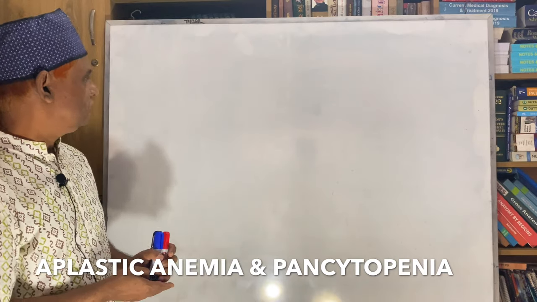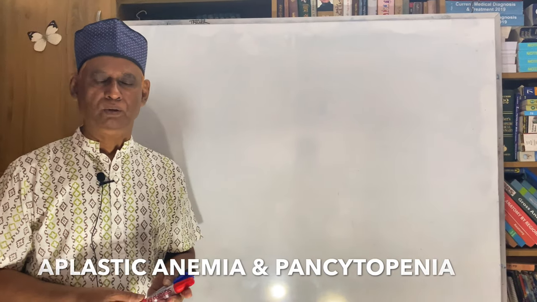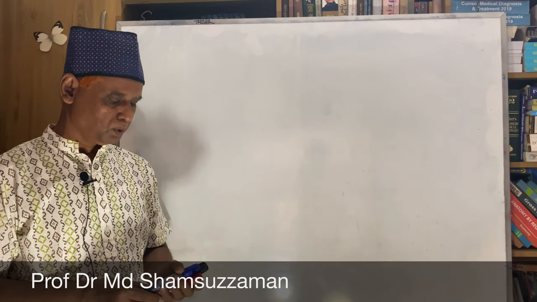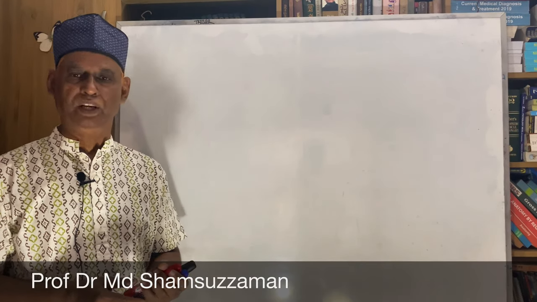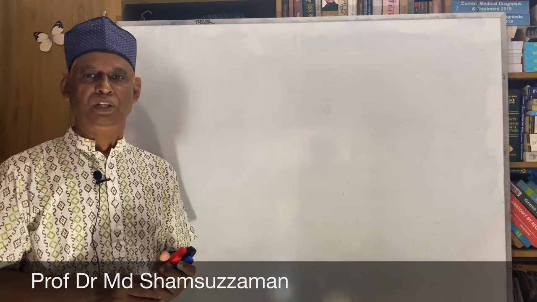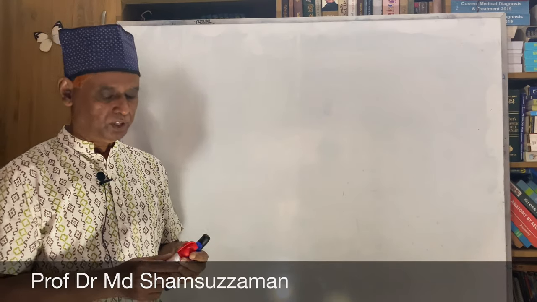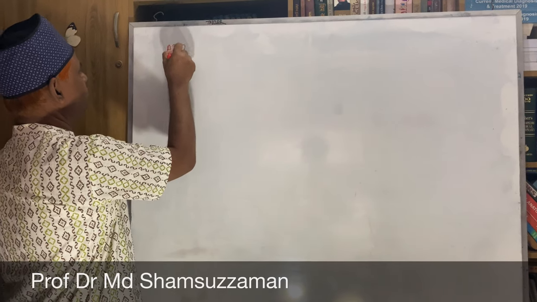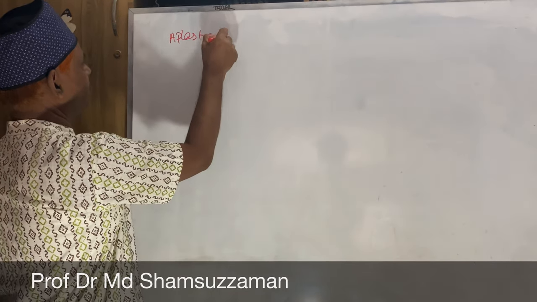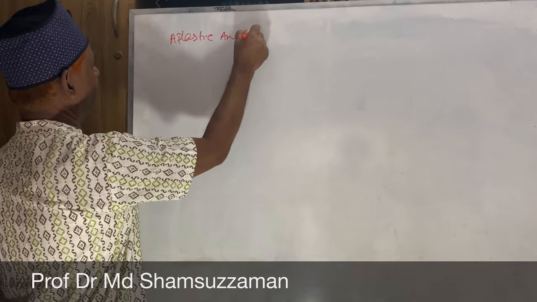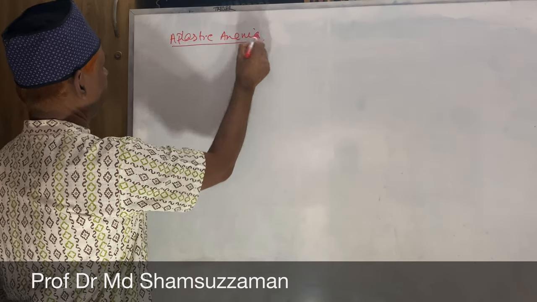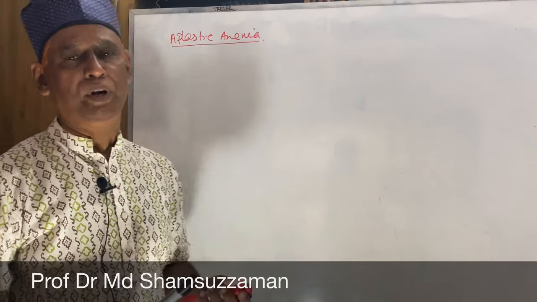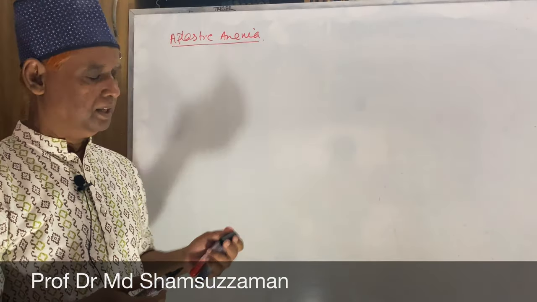I welcome all in today's fifth lecture on hematology. In the fourth lecture, I have told you about macrocytic and megaloblastic anemia. Today, aplastic anemia and pancytopenia. First, come to aplastic anemia. Then, pancytopenia. First come to what you mean by aplastic anemia.